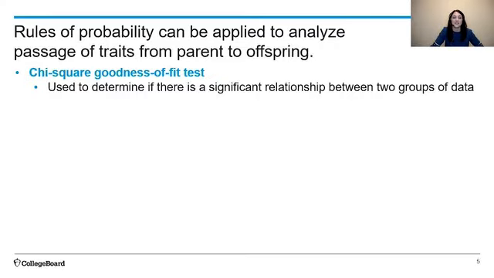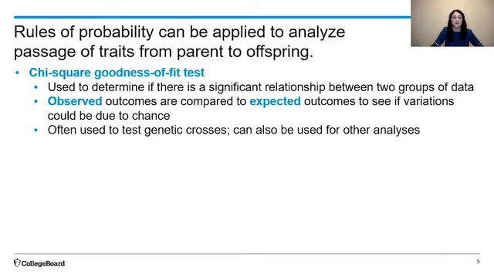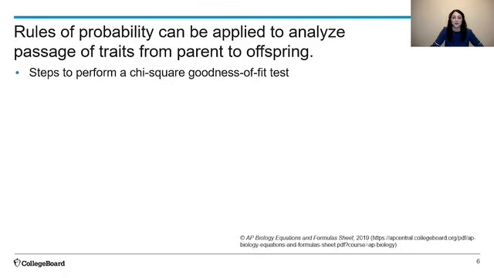So a chi-square goodness of fit test is going to be used to determine if there's a significant relationship between two groups of data. And to do that, we need to compare observed outcomes to expected outcomes and see if the variations in them could be due to chance. And it's often used in biology to test genetic crosses, but it can be used for other analyses as well.